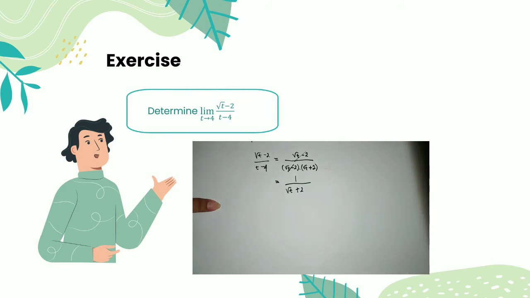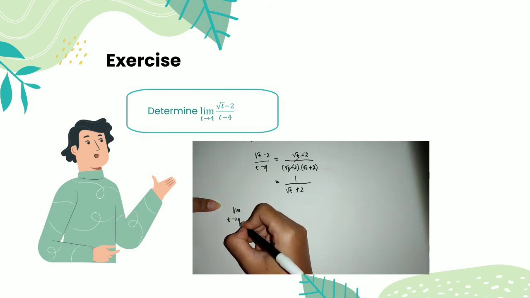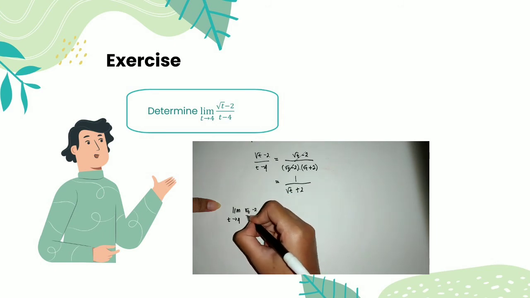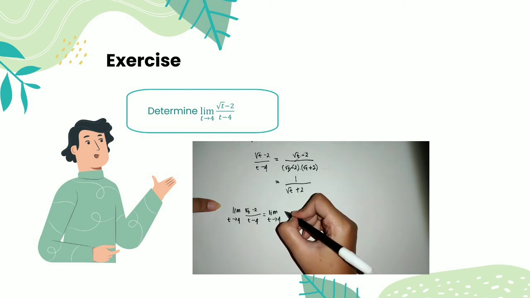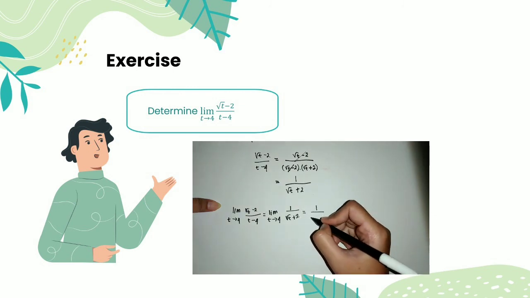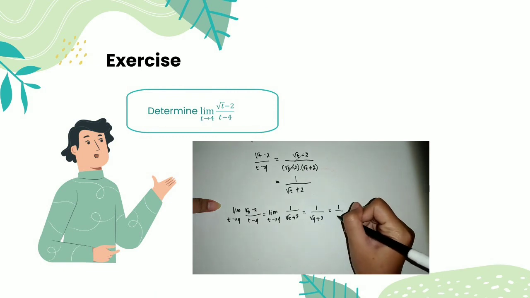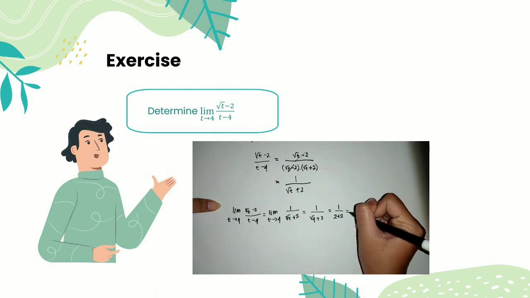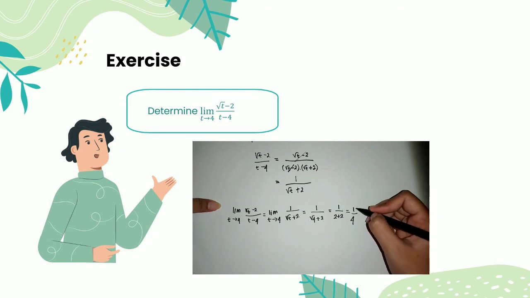So, for the last, limit as t approaches 4 of root of t minus 2 divided by t minus 4 equals limit as t approaches 4 of 1 divided by root of t plus 2, equals 1 divided by root of 4 plus 2, equals 1 divided by 2 plus 2, equals 1 divided by 4. So, the answer is 1 divided by 4.